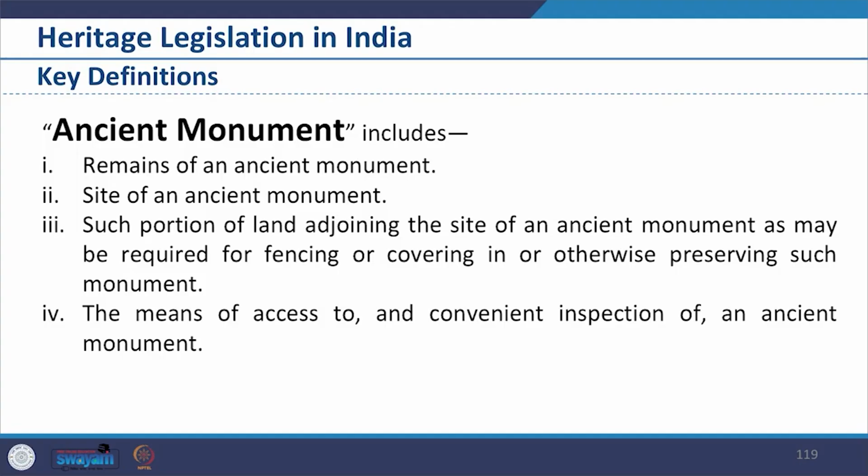So you can see how the ranges are to declare ancient monuments. You see that it also includes remains of an ancient monument, not only just the monument, but the remains of it, also the site of the ancient monument, also the portion of land adjoining the site, as well as the means of access to the site. So all these constitute the ancient monument.